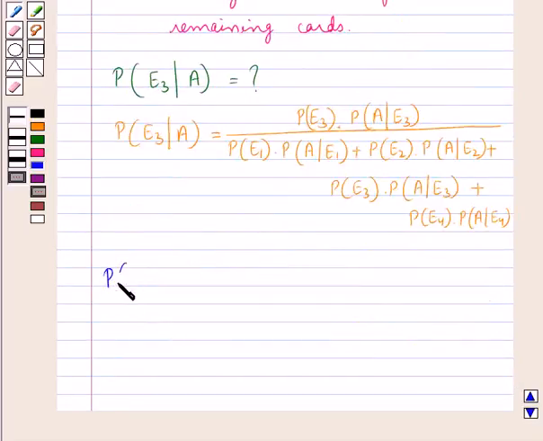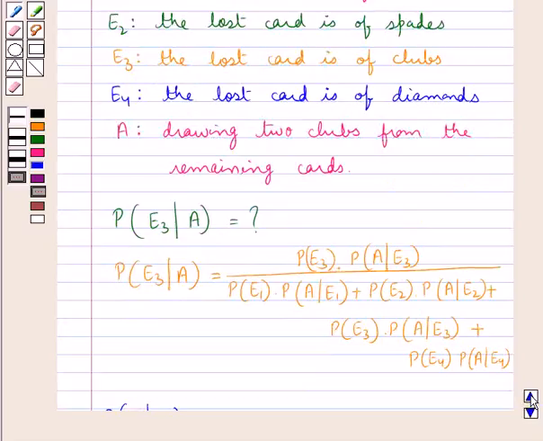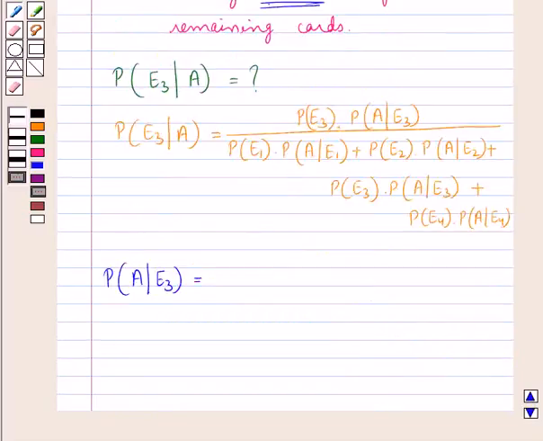Now, probability of event A given that E3 has already occurred is the probability of drawing two cards of clubs given that one lost card is of clubs. Now as we have 13 club cards and from 13 club cards we have lost one club card, so we are left with 12 club cards and from where we choose two cards, so we have 12C2 upon 51C2. Since from the pack of 52 cards one card is lost, so we are left with 51 cards from which we choose two cards.